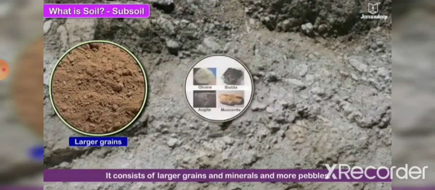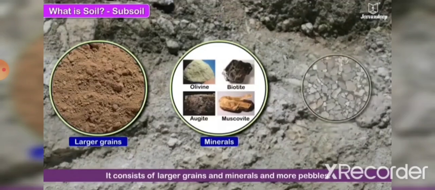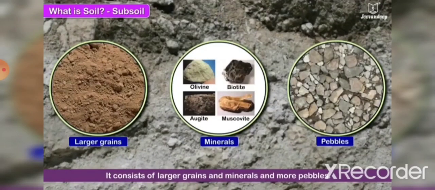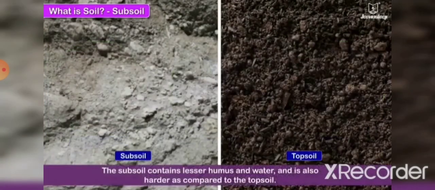First is larger grains. Second is minerals like biotite, augite, muscovite, olivine, and the pebbles. Pebbles are small stones. The subsoil contains less humus and water and is also harder compared to the topsoil. Which soil is harder? Subsoil is harder than the topsoil.